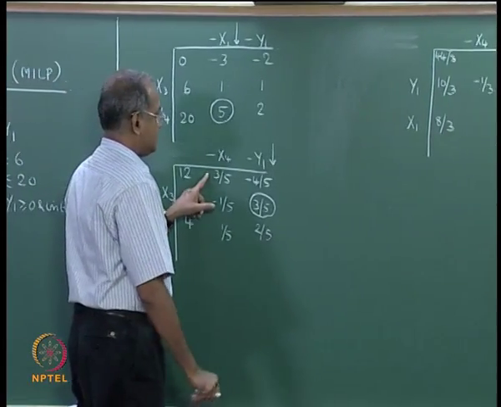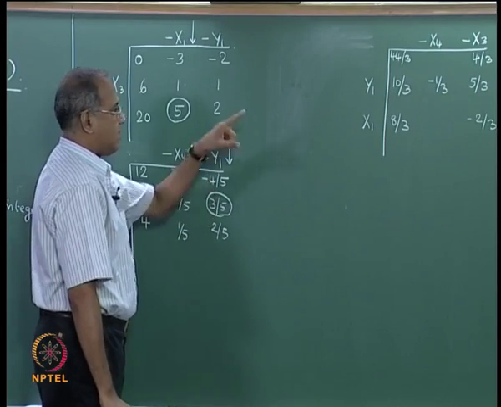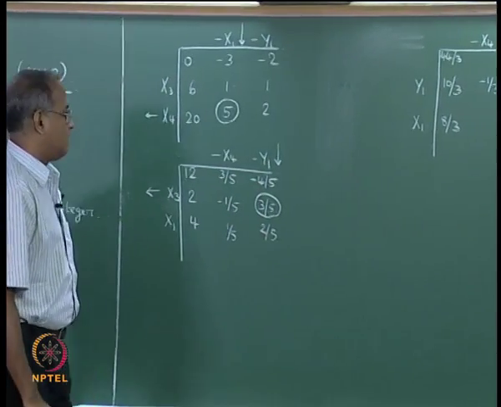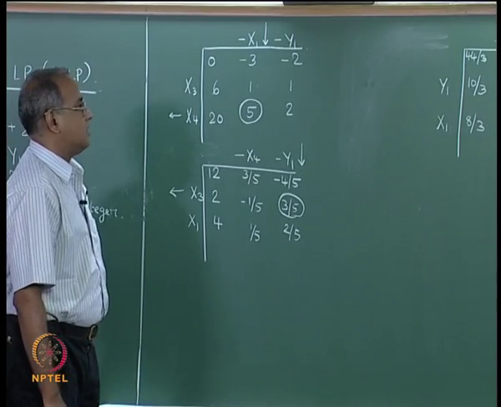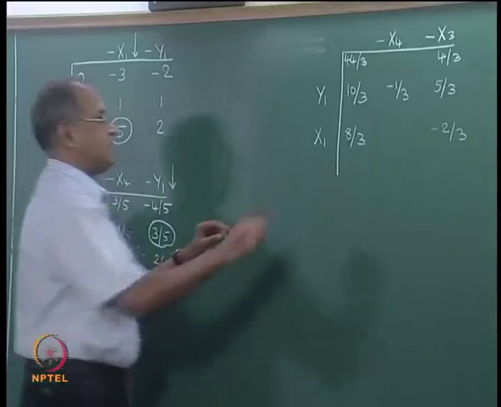3 by 5 minus 4 by 5 into minus 1 by 3. So 3 by 5 minus 4 by 15 is 5 by 15, which is 1 by 3.